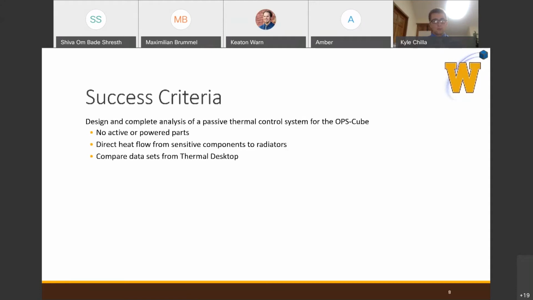Passive thermal control systems will utilize static components to direct heat flow to the radiative surfaces. A conductive pathway is a pathway in which heat can flow from higher energy areas to lower energy areas. And a couple examples of a passive thermal control device are a thermal strap or multi-layer insulation, but we'll get deeper into that later on in the presentation.